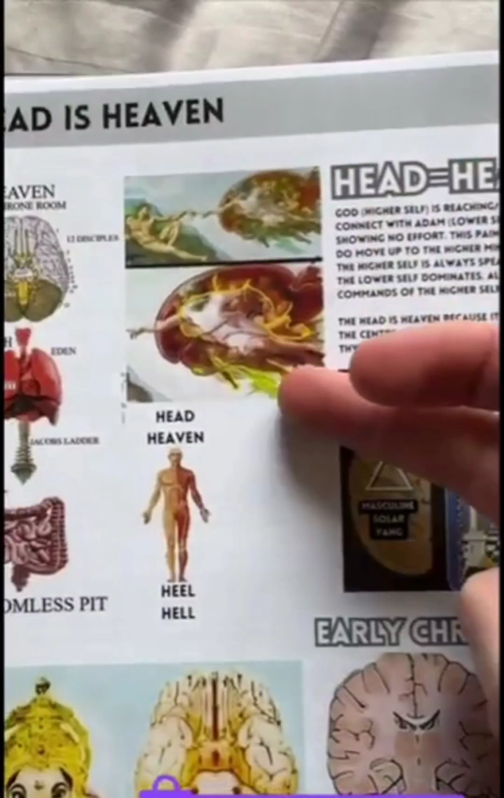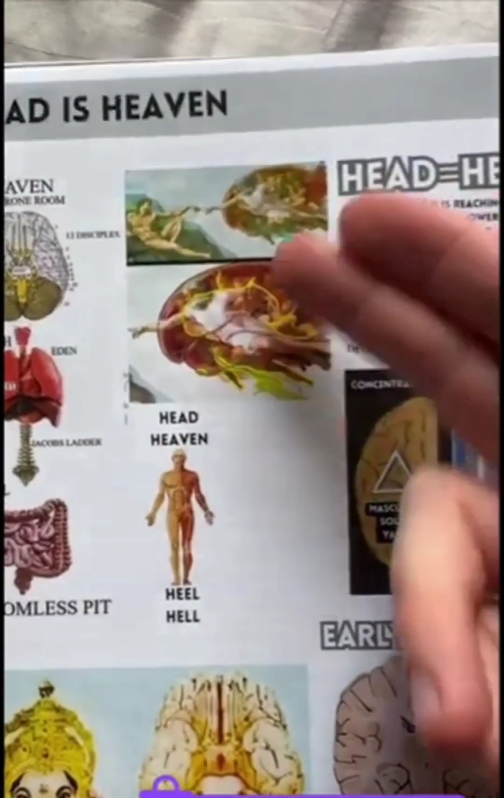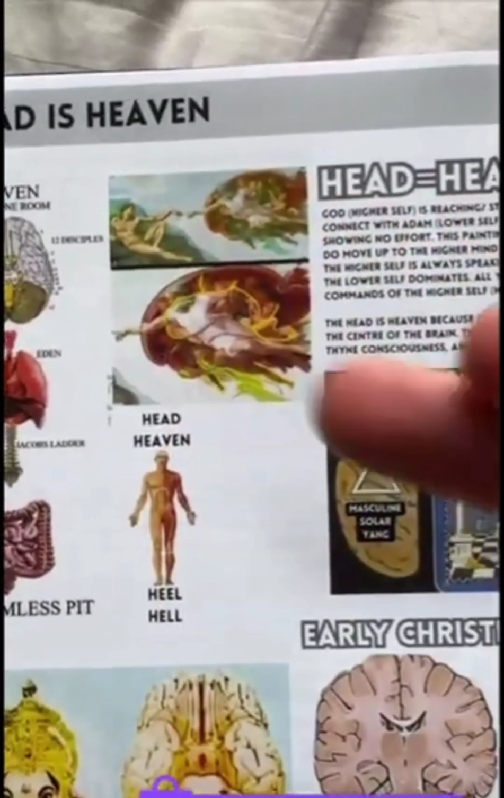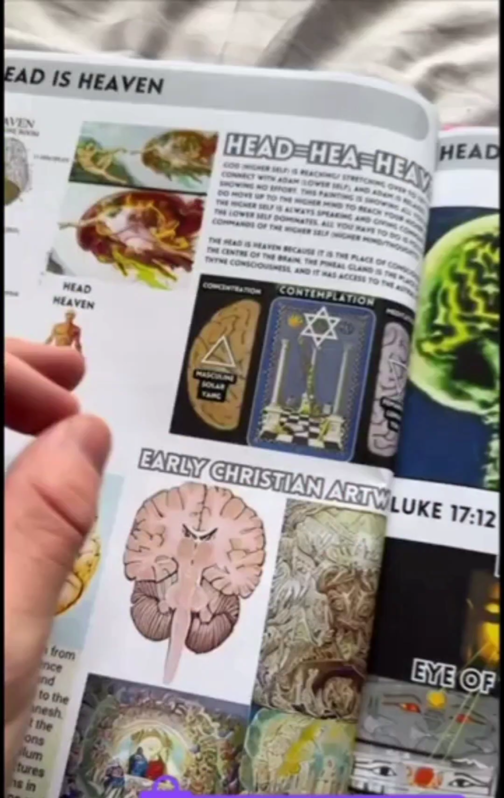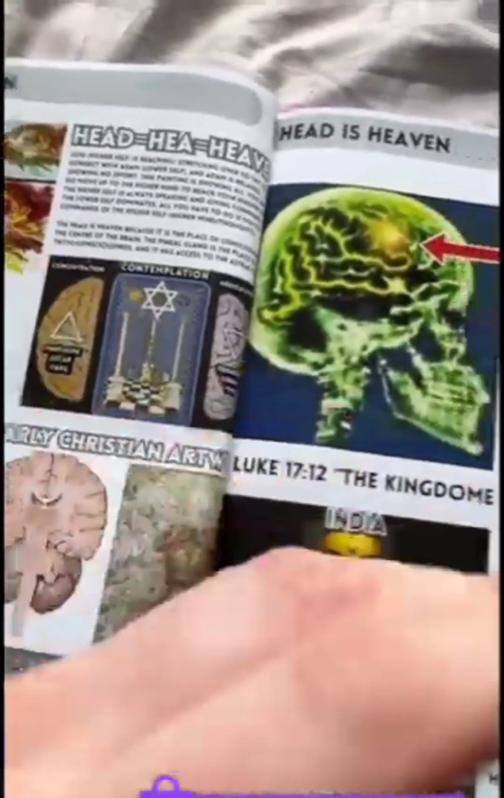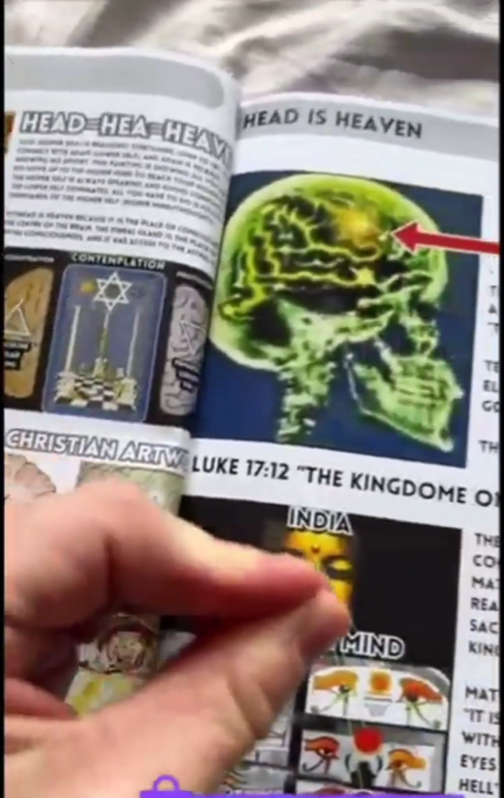This is why the ancients personified God inside of the brain, touching Adam. Adam means the body. God is your consciousness. This is why your head is called a temple. The temple. Tem is a place of worship. El is an ancient Canaanite name for God. This is why Jesus says the kingdom of God is within you. This is why the Bible teaches not to love this world, and this world is not the true world, because heaven is the true reality, which is the reality of your mind.